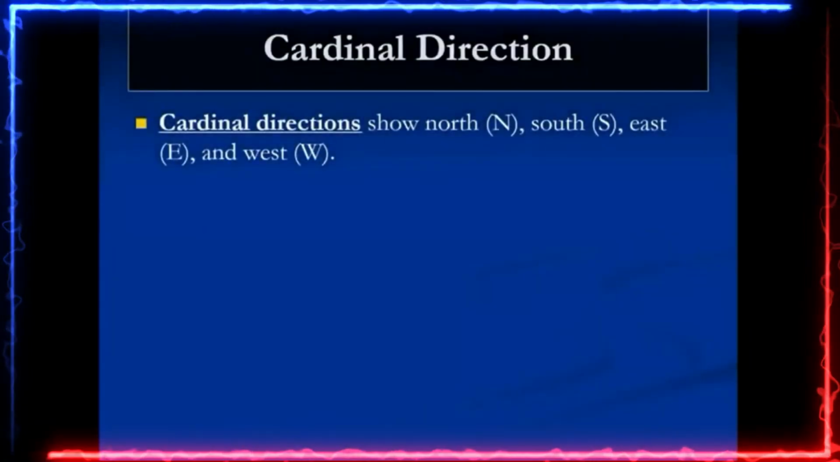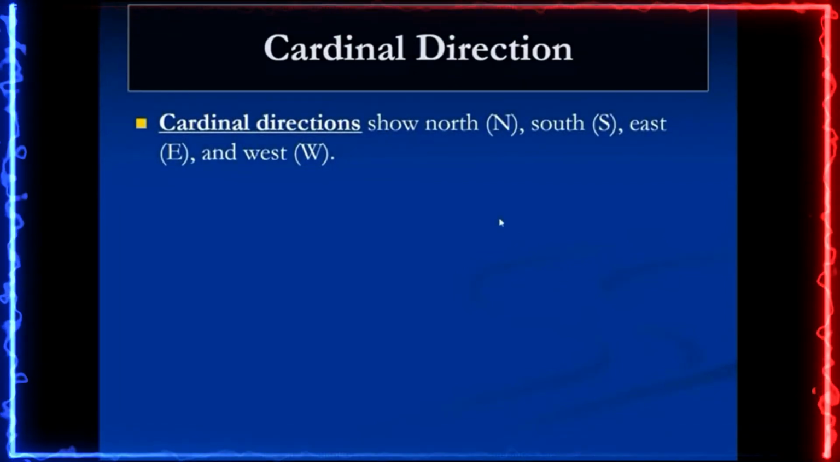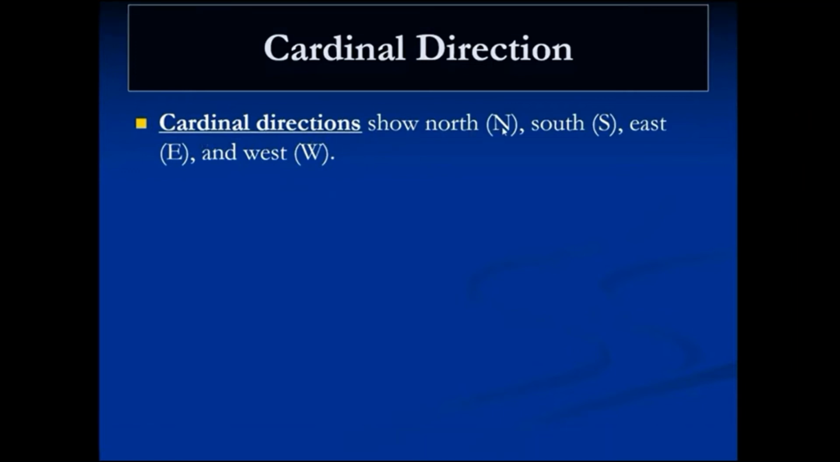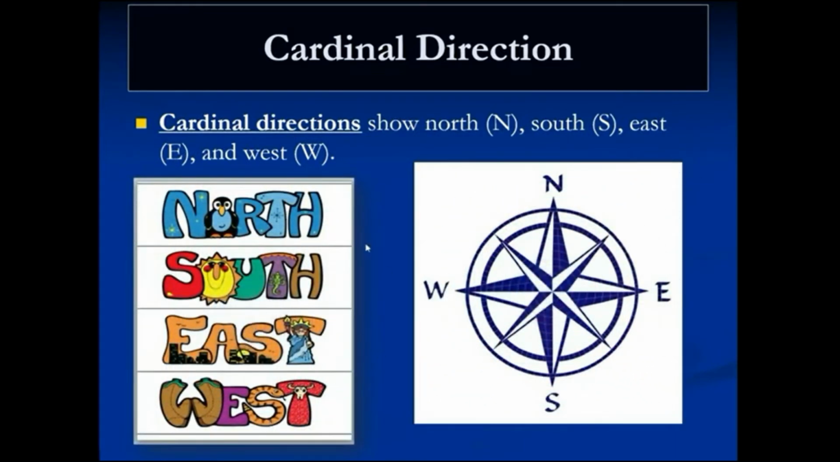The next vocabulary word is cardinal direction. Cardinal directions show north, south, east, and west. North, south, east, and west. Here we have a compass rose, which you learned about earlier. And you'll see these on maps. And you'll see that when the arrow is pointing up, that's actually north. It's not up, it's north.